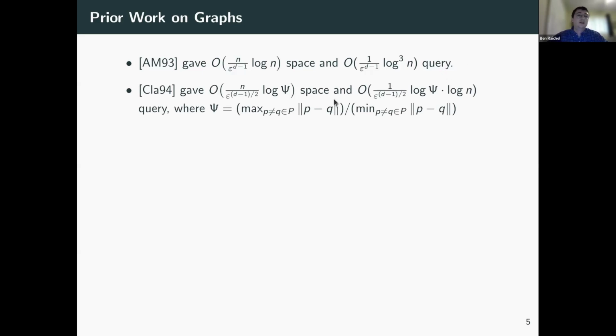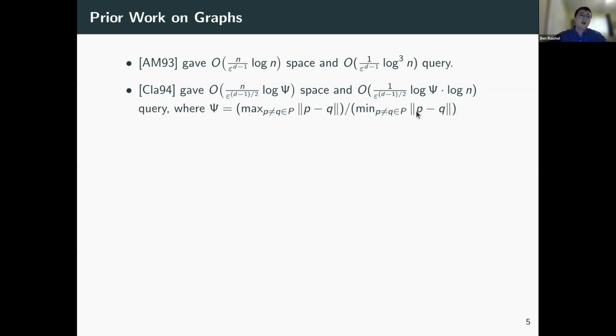And then Clarkson gave a result where I put a 1/2 in that exponent. So I'm kind of taking a square root of that epsilon term. And now I have a log spread instead of log n. And over here, I also get that square root. And then I have log spread log n instead of log cubed. So if you're not familiar, the spread is the ratio of the maximum distance in the point set divided by the minimum distance. So you can kind of think of this as the scale of the point set.